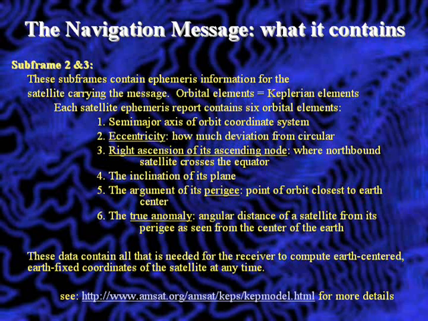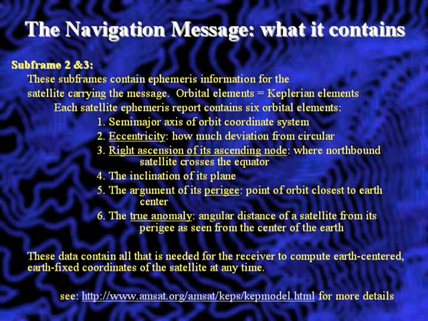So what is the ephemeris? Basically, it just tells you on which orbit the satellite goes around, and it's all detailed information on that orbit. So for example, the semi-major axis of the orbit coordinate system. Eccentricity, how much deviation from circular? Because the satellite doesn't really go into a circular orbit, but more like an elliptical orbit. So the eccentricity will give you the ratio between the two axes, like in an ellipsoid.